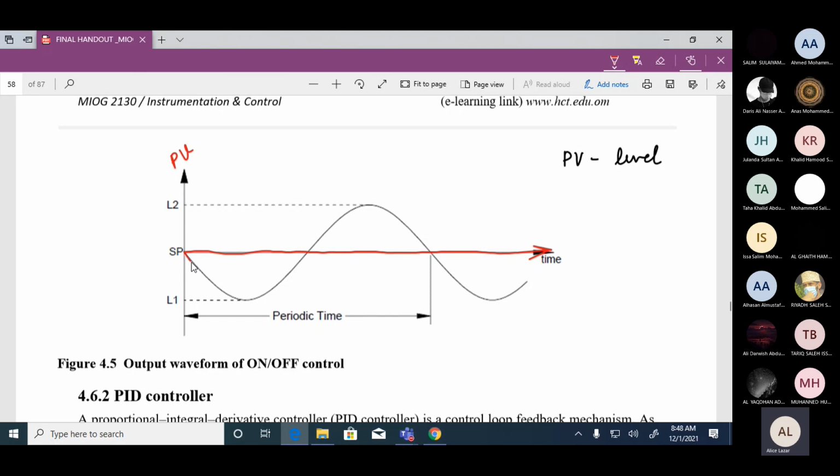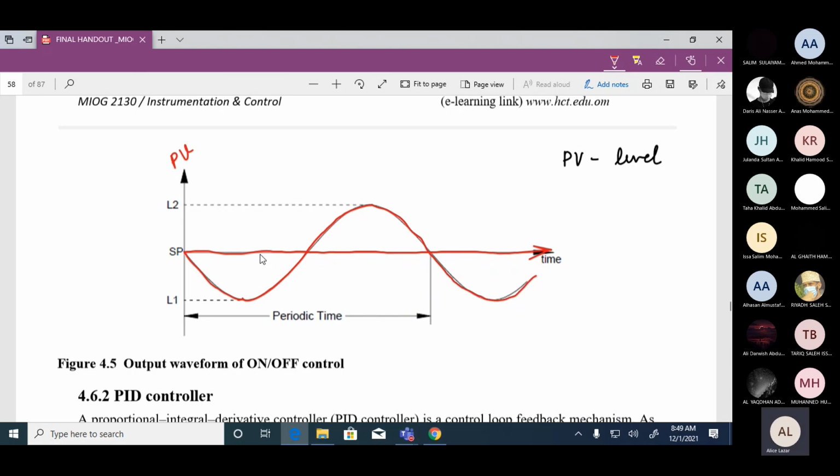So we start maybe at set point and then the level goes down. When it goes down, what happens? The switch is opening, allowing the water to come in, and thereby the level starts to increase and it reaches L2. When it reaches L2, what happens? The switch is going to close the valve and the level will start to again decrease. And this is the cycling that you are seeing.